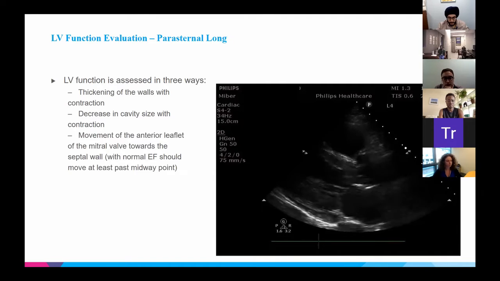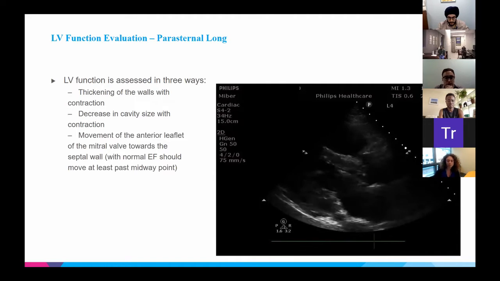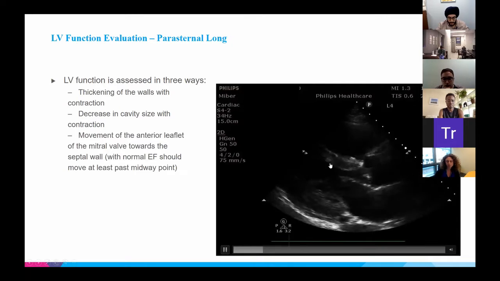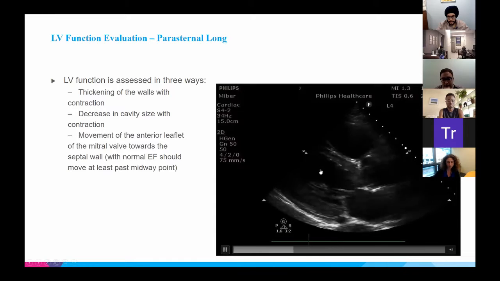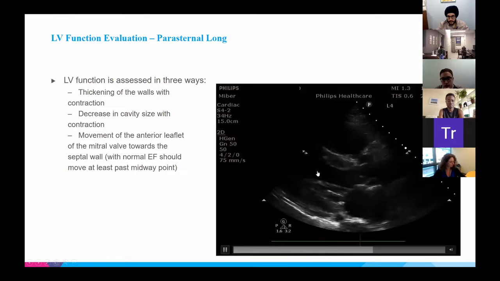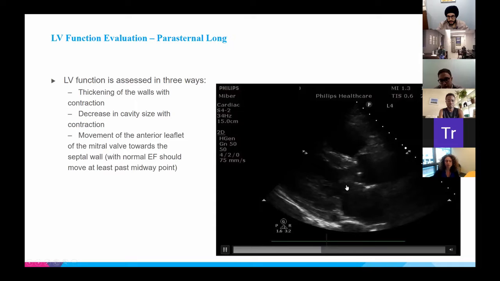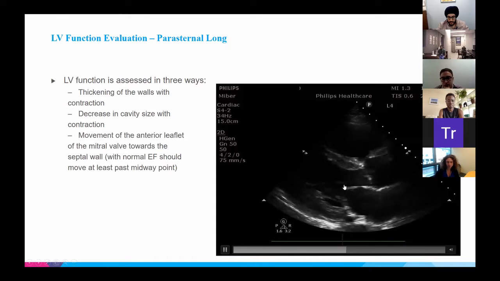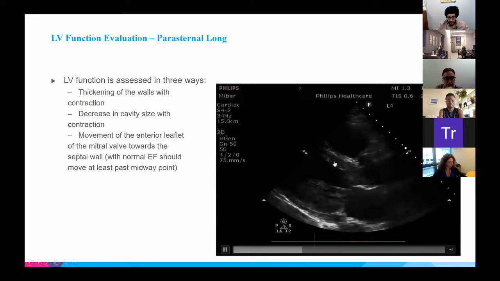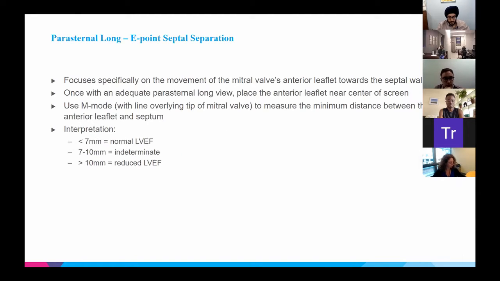And we're really assessing the LV function in three different ways. The first is looking at how the walls are thickening with contraction. You can see with contraction the change in diameter of the wall. You're also looking at how the cavity size is changing with each contraction. And the third way, which I tend to think is the easiest thing to spot, is the movement of the anterior leaflet, which is right up here, as it's going up towards the septal wall. With normal ejection fraction, generally this anterior leaflet should at least pass the midway point. But obviously there are some other indicators to suggest whether something's normal or hyperdynamic.